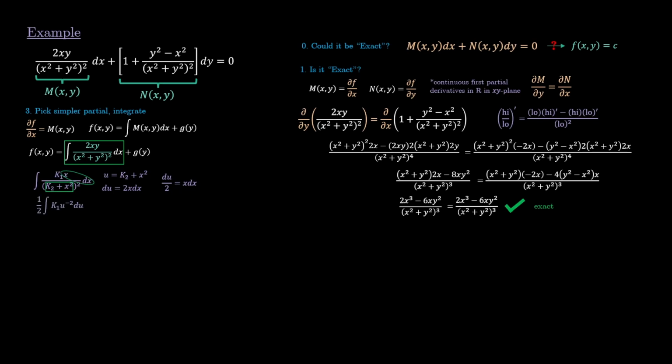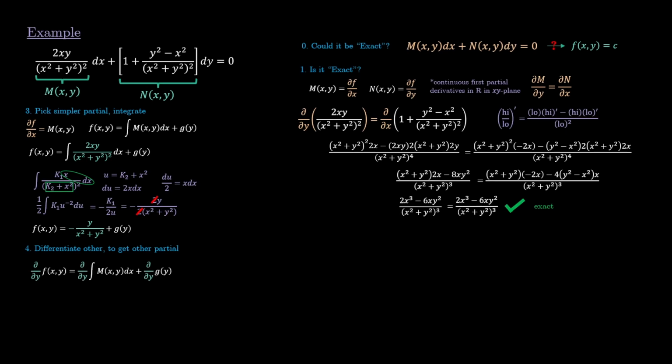Now integrating this, we shall get this. Plugging back in for u and our constant k1 and the other constant k2, our solution is this. We cancel the 2's, we plug back in, and get the following. Now step 4 is to differentiate with respect to the other variable to get the other partial. The other variable being y, so we differentiate with respect to that. And this shall give us n, because df dy equals n.